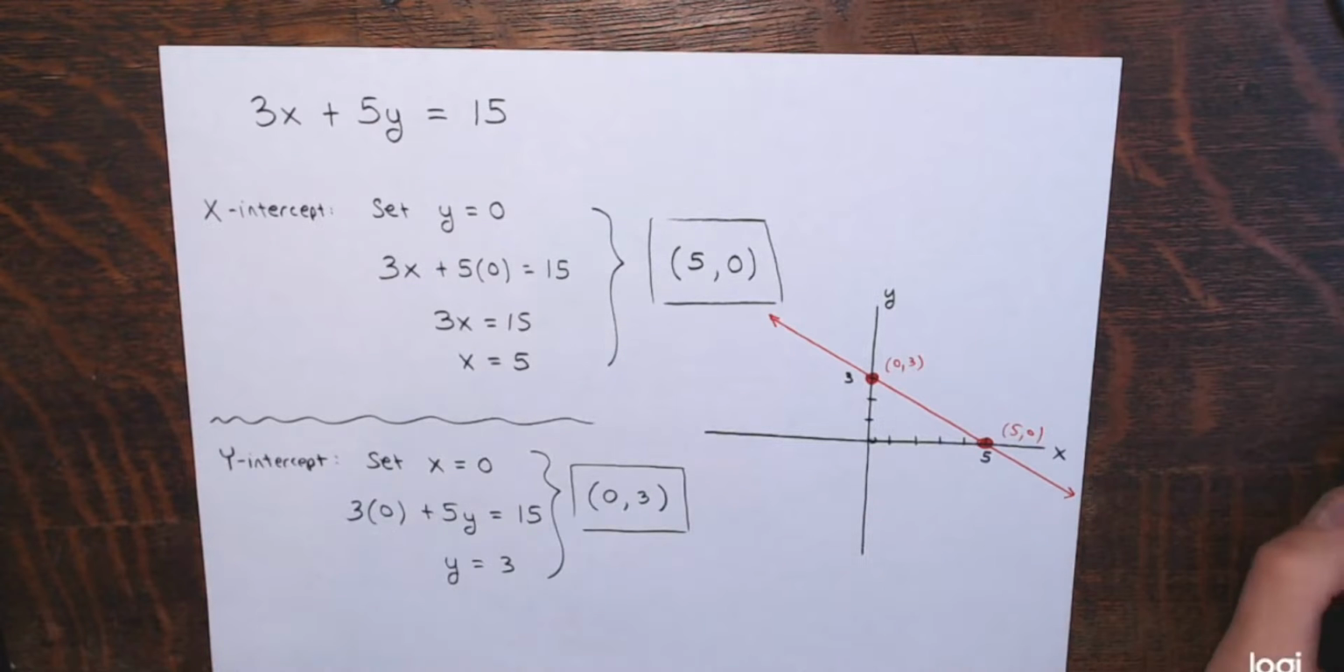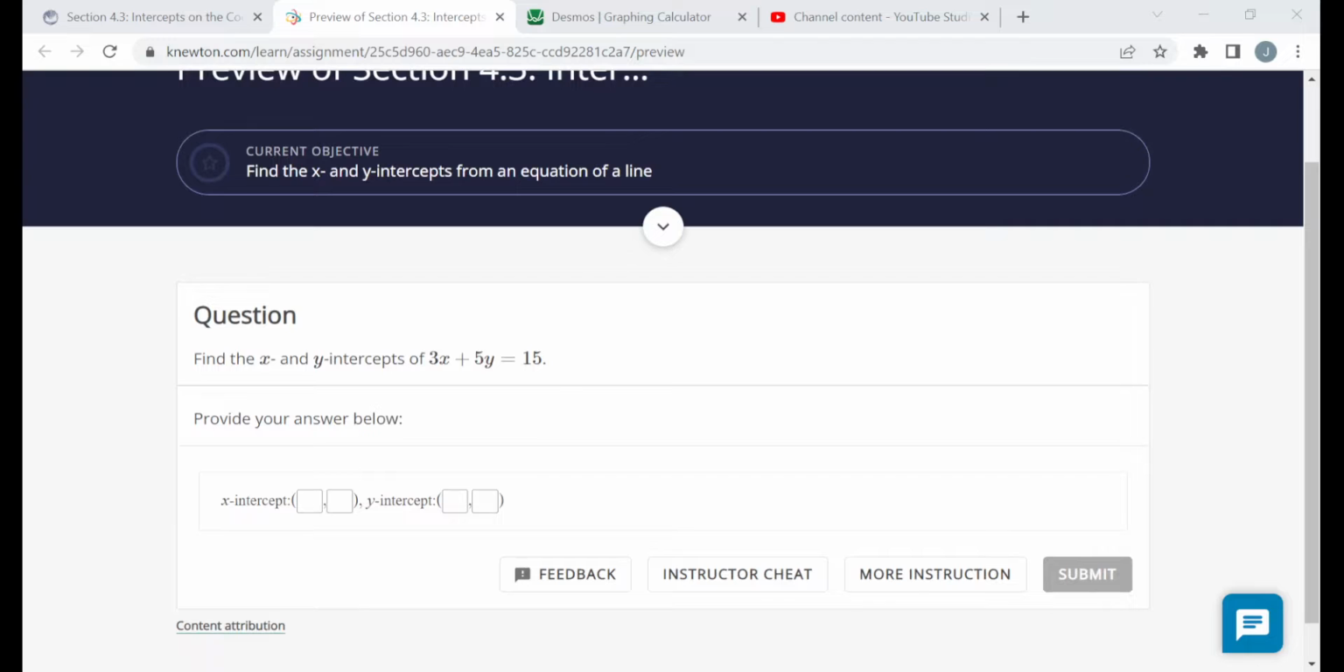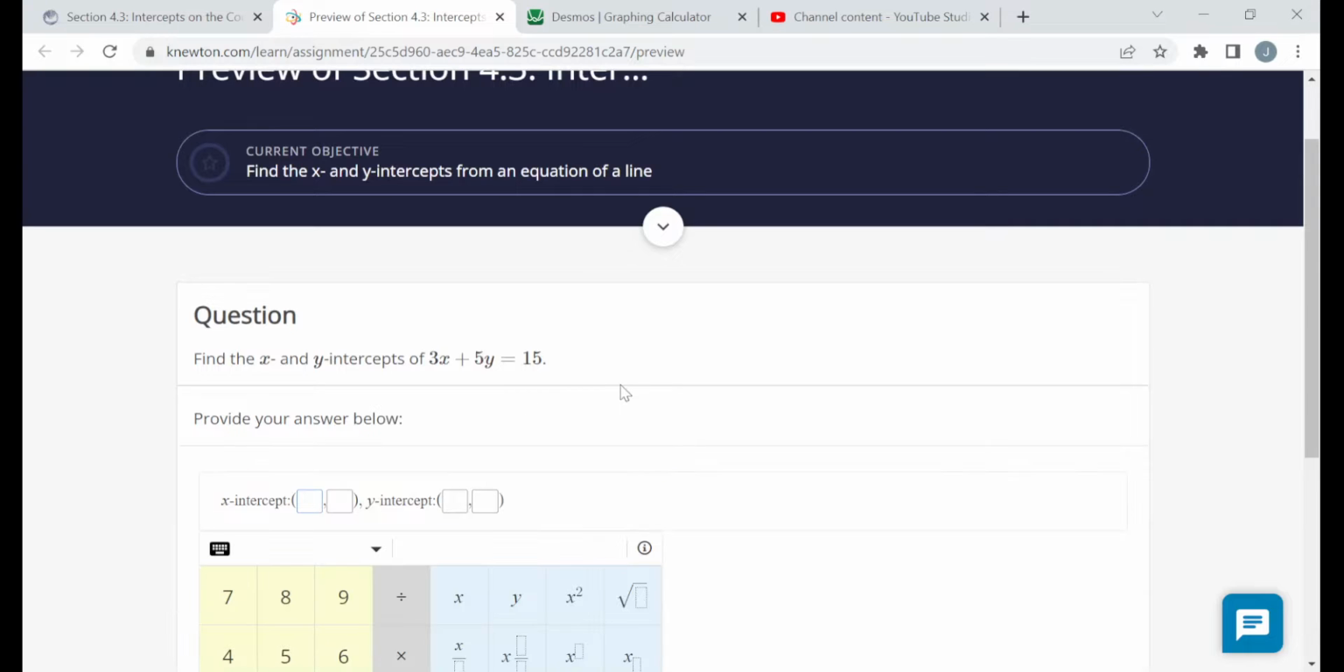Alright, so back in the assignment, they just want me to fill in the coordinates. Now, again, the x-intercept we saw was 5 for the x, and always 0 for the y-coordinate of an x-intercept. And then for the y-intercept, that point on the y-axis, always 0 for the x-coordinate, and then the y-coordinate was 3.